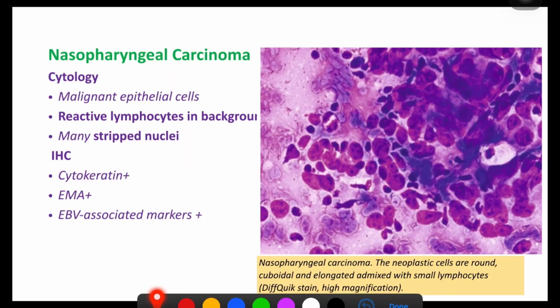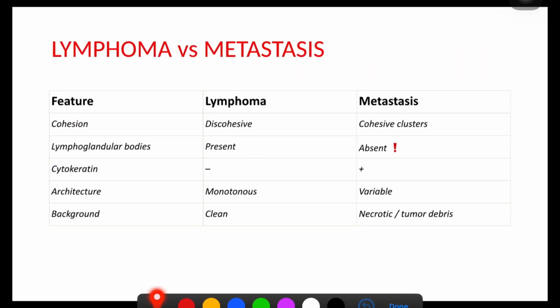Now Ewing sarcoma, same picture, high cellularity, uniform oval and round nuclei are present. And nasopharyngeal carcinoma, so it is malignant epithelial cell tumor which is showing reactive lymphocytes in background, many stippled nuclei, means without cytoplasm. You will identify large nuclei, but cytoplasm is difficult to appreciate, but IHC is helpful, where in nasopharyngeal carcinoma these neoplastic cells show cytokeratin positivity, EMA, and mostly it is Epstein-Barr associated marker positive.